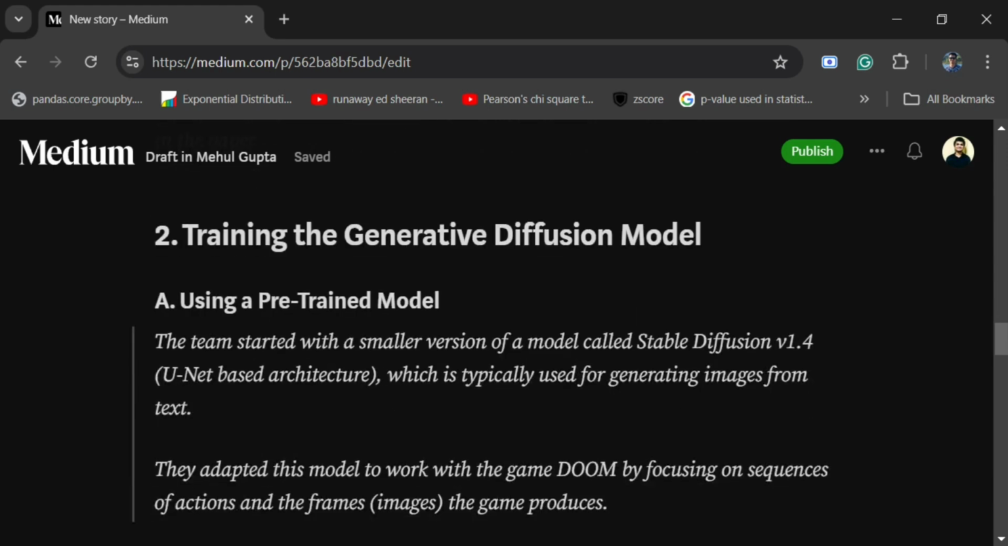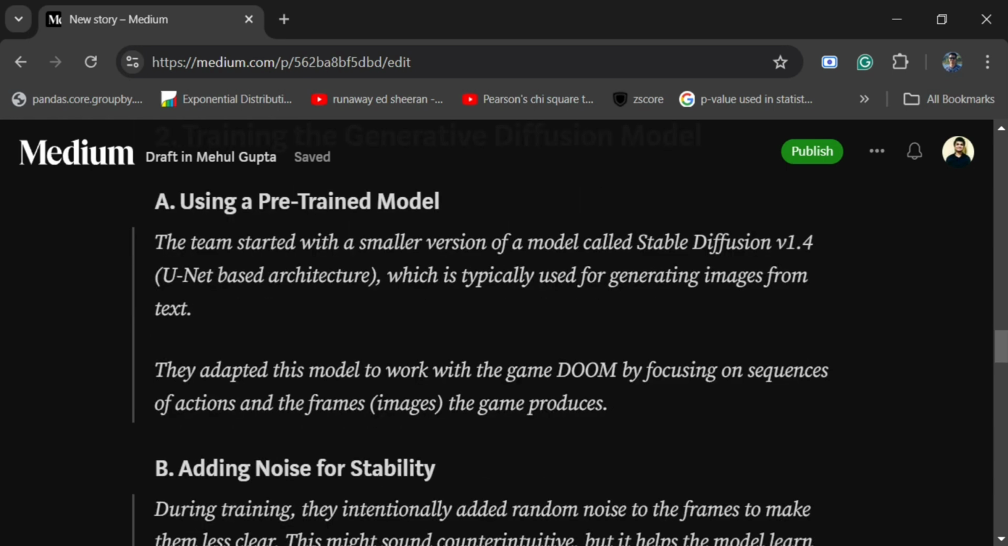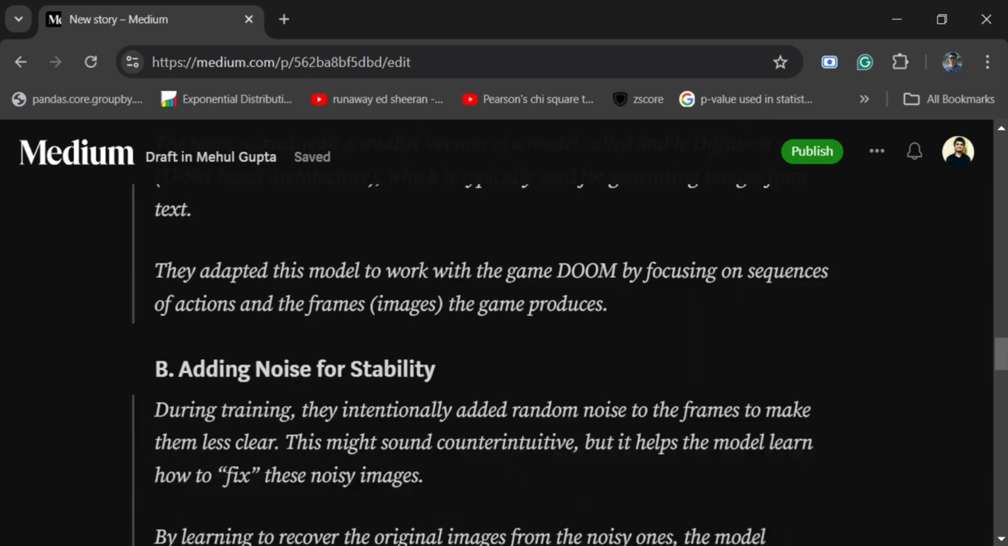Once done, they used a pre-trained Stable Diffusion V1.4 model, which is based on the UNET architecture and is used for generating images from text. I think you must have heard of Stable Diffusion. They adapted this model to work with the game Doom by focusing on the sequence of actions and frames. Basically, they trained Stable Diffusion V1.4 over the Doom dataset that they prepared in the first step using the reinforcement learning agent.